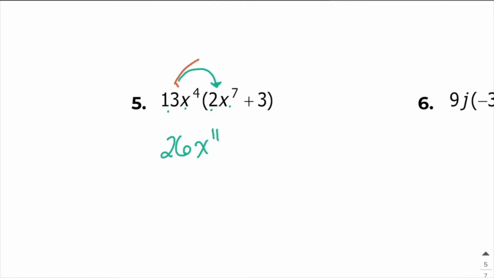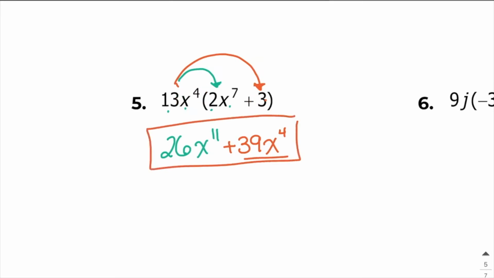Then I'm going to multiply 13x to the power of 4 times 3. So 13 times 3 is 39. But because there's an x to the power of 4 right here, I can't lose it. I can't drop it. So we still have x to the power of 4 here. It does not become x to the power of 5 because there's no x to the power of 1 here. There's no x's at all. So if there's no x's here and 4 here, then we have 4 x's being multiplied together for this right here.